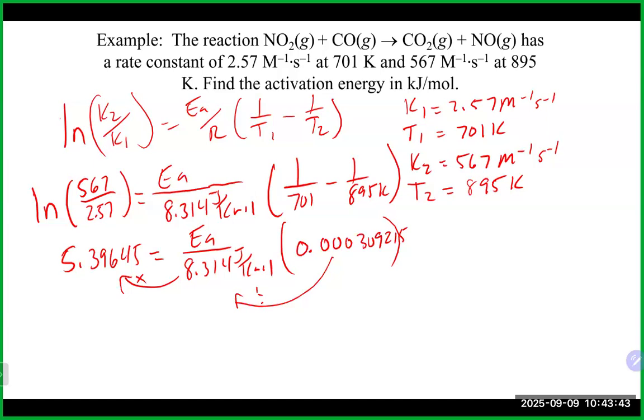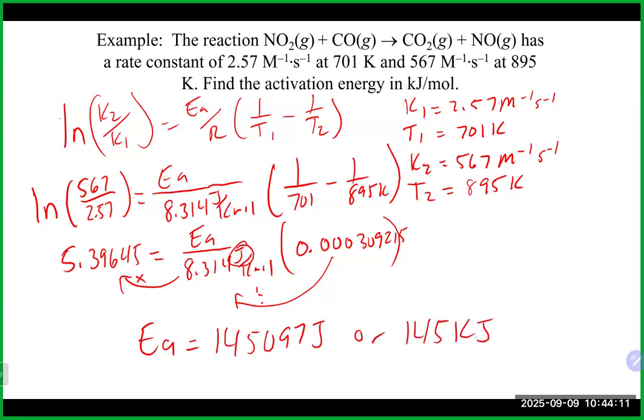5.39645. And we're going to divide it by my answer and multiply it by 8.314. Going to get me here an E of A. And again, the units here will be joules based off of those units there. 145,097 joules are about 145 kilojoules. We divide by 1,000.